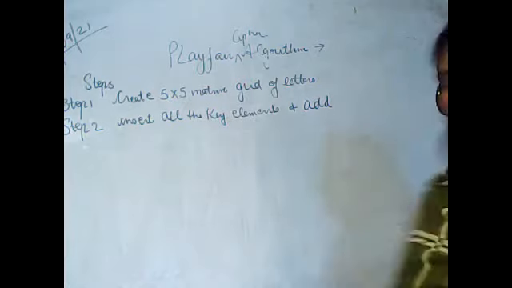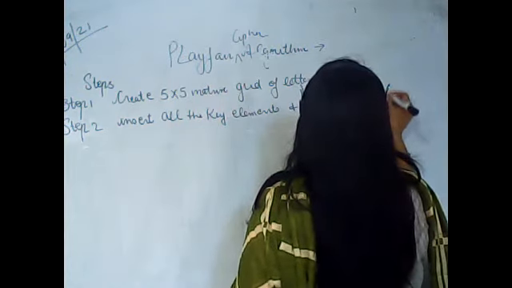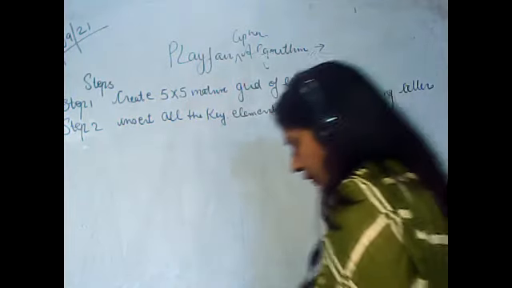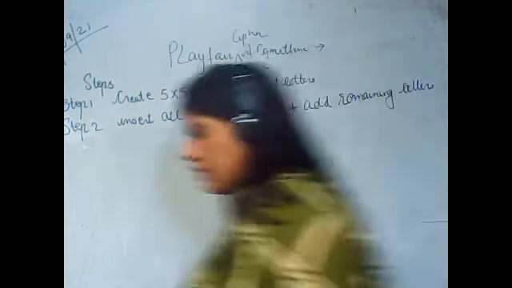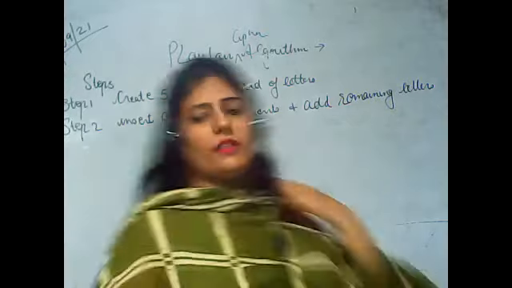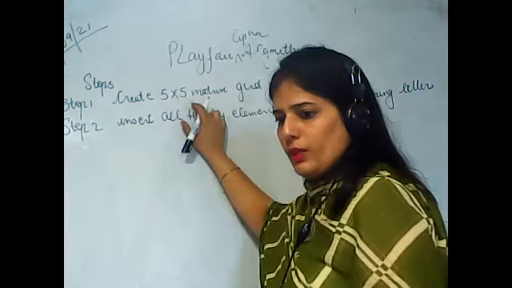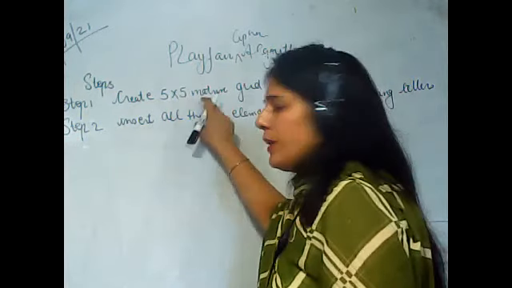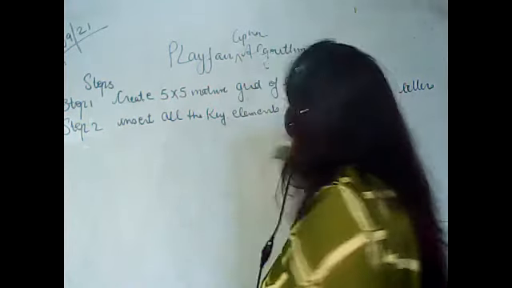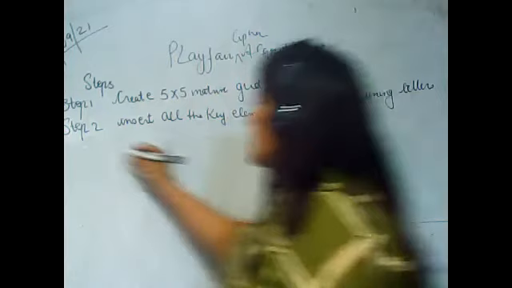So we will add all the remaining letters. Fine. So we will start adding all those, inserting all those elements, starting with the key part. As you know, for converting the plain text to the ciphertext, we require a key. So first of all, we will create a 5 by 5 matrix here. Second step is that we will insert all the key elements first, and after that we will add the remaining letters. Okay, so we will add all these elements row wise.